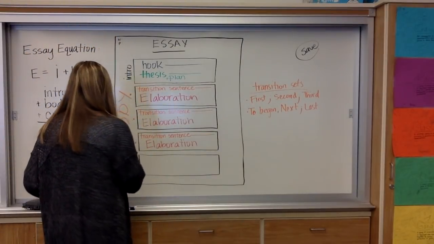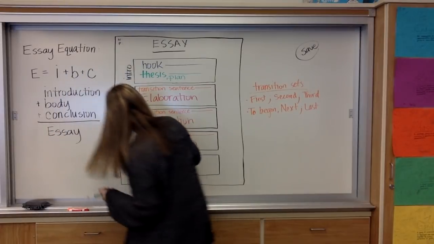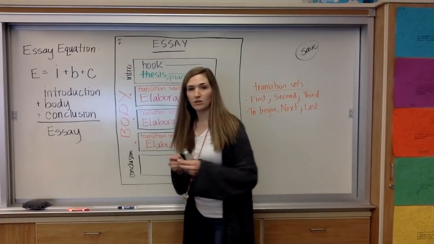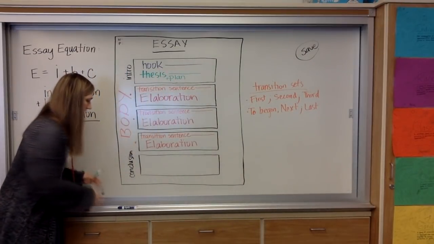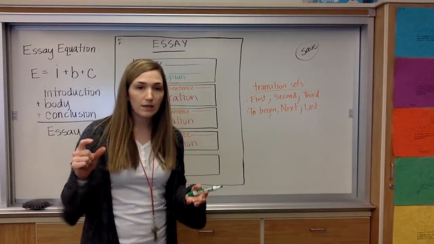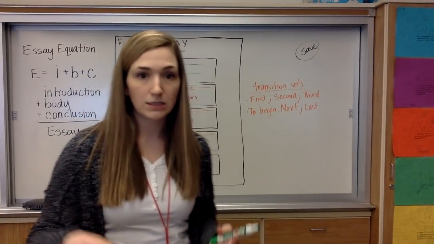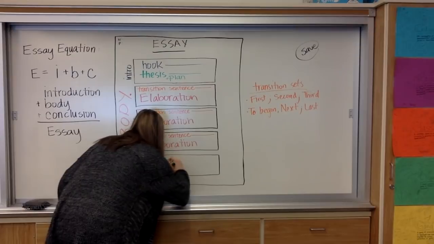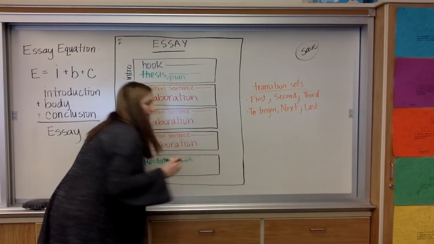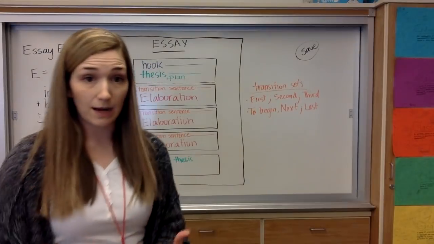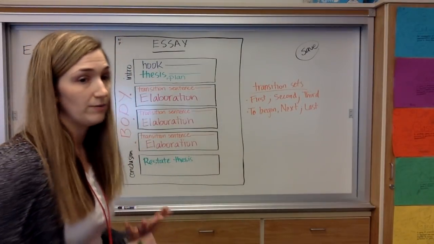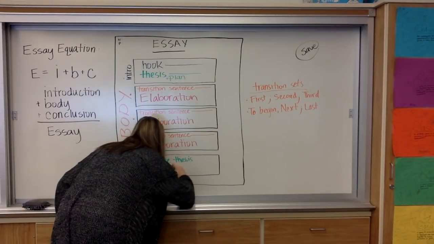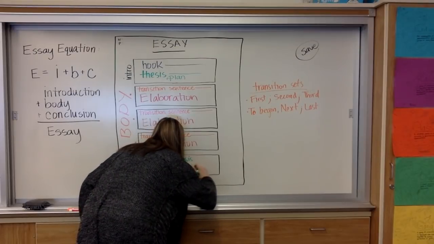So the last one is your conclusion. I'll write that in black. Conclusion. So the conclusion is where you basically just wrap up your ideas, but one of the key pieces is to restate your thesis in a different way. So I'm going to write that in green, restate your thesis. And then also, it's really good to kind of summarize what you said in your body paragraph. So I'm going to add that as well. So restate thesis, summarize info from body paragraphs.